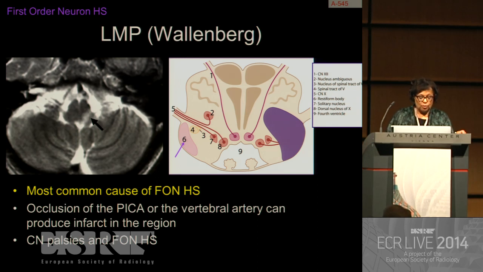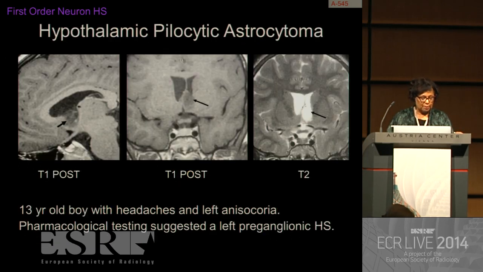So the most common cause of first-order neuron Horner syndrome is the lateral medullary plate syndrome, or Wallenberg syndrome, and it can be caused by the occlusion of PICA, or the vertebral artery, that produces an infarct in this region, in the area where the sympathetic fibers are traveling. And here, this area that I have shaded in purple is where the infarct is, and that corresponds with the abnormality noted on the MR in this patient. Now, these patients can have a number of other cranial nerve palsies as well as tract findings. So Horner syndrome is not going to be the only thing that you're going to see on clinical examination.